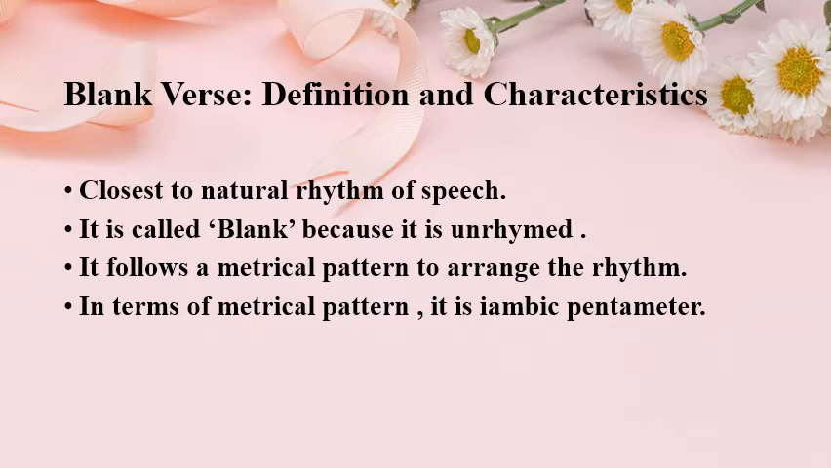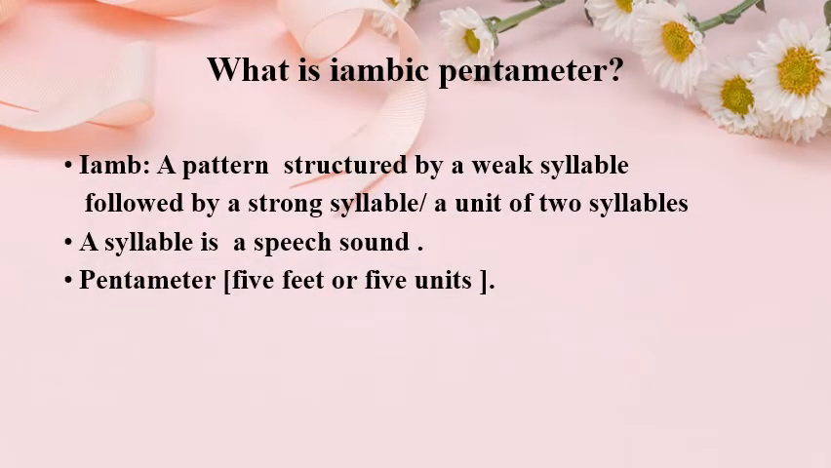So blank verse also, being a form of verse, being a form of poetry, follows a specific metrical pattern, and usually the metrical pattern which is followed in blank verse is iambic pentameter. Now the question arises, what is this iambic pentameter? Iambic is actually a unit of two syllables, or we can say a pair of syllables.